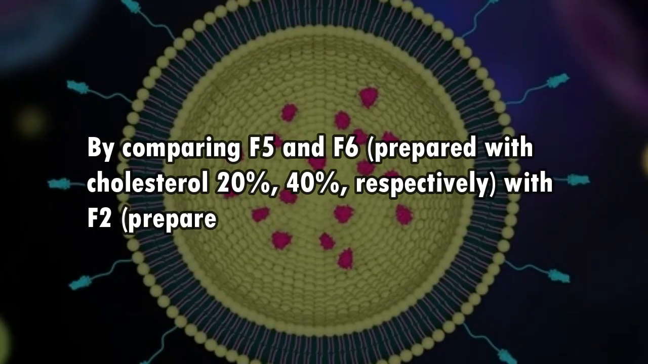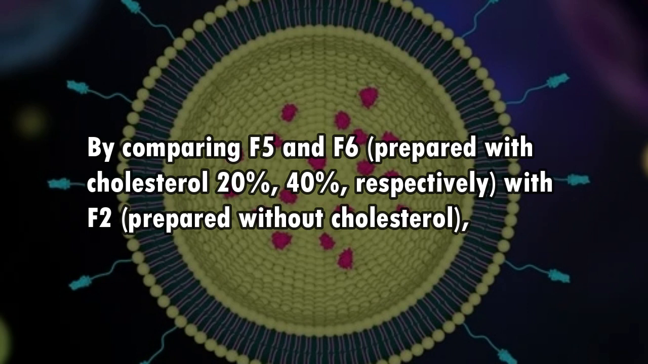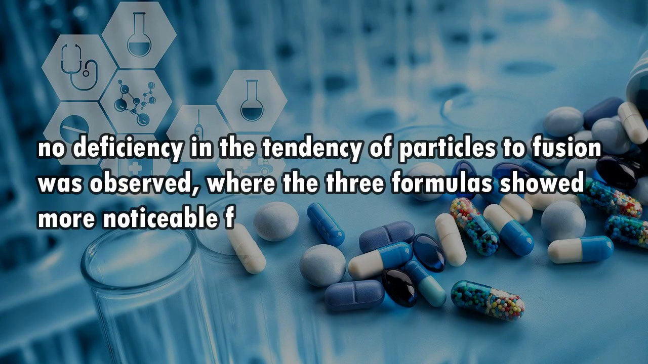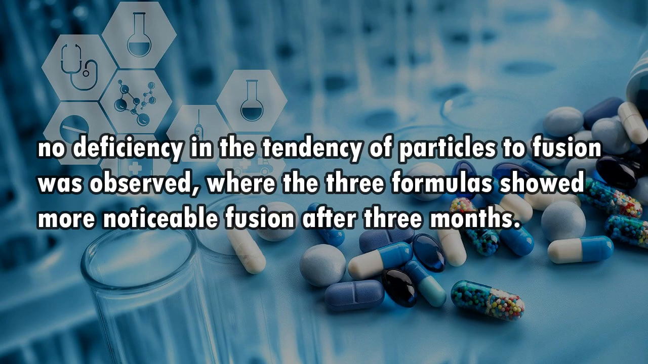By comparing F5 and F6, prepared with cholesterol 20% and 40%, respectively, with F2, prepared without cholesterol, no deficiency in the tendency of particles to fusion was observed, where the three formulas showed more noticeable fusion after 3 months.